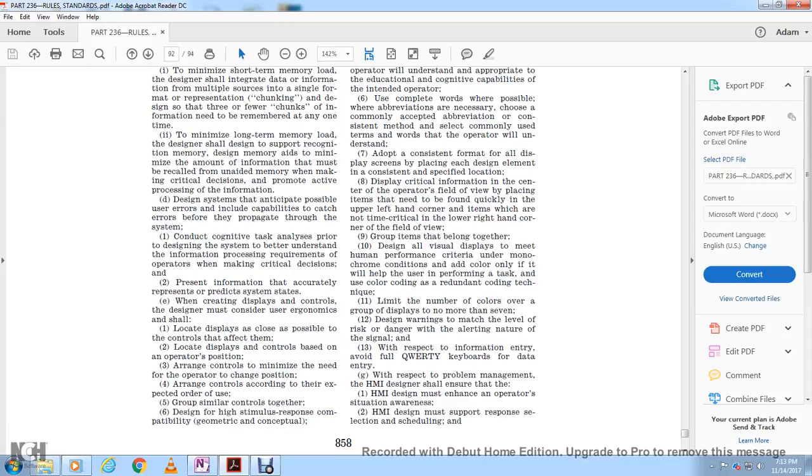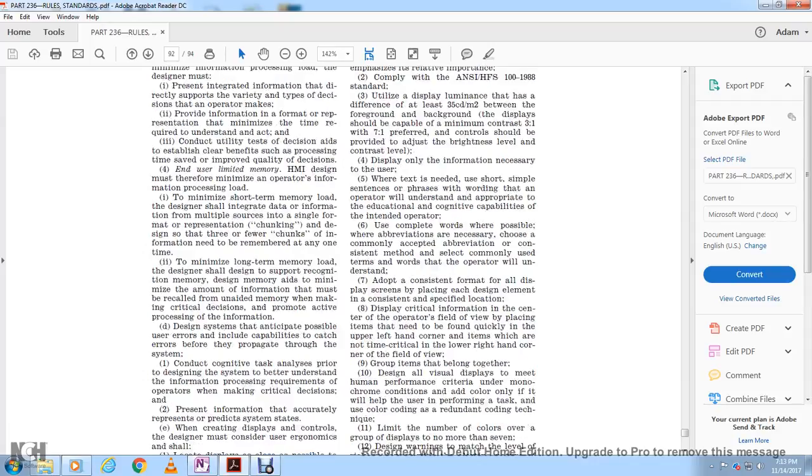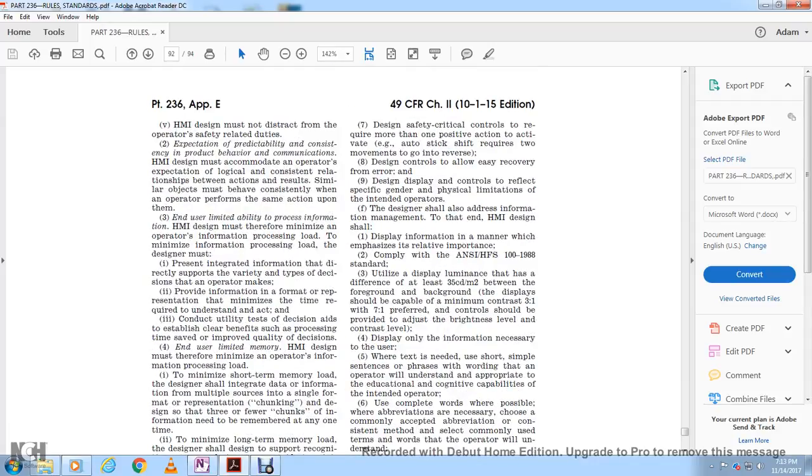Design higher stimulus response capability, geometric and conceptual. Design safety critical control with the require more than one safety positive activity. The auto stick shift requires 2 movements to get into the reverse. Design controls always ease recovery and error. The design display controls to reflect the specific general and physical limitation for the intended operator.